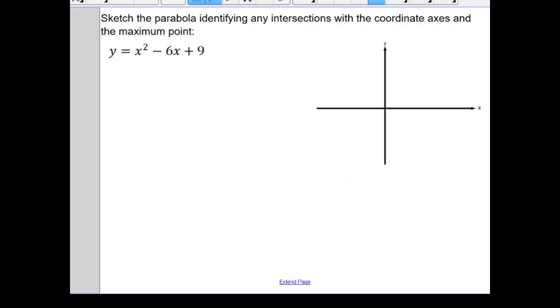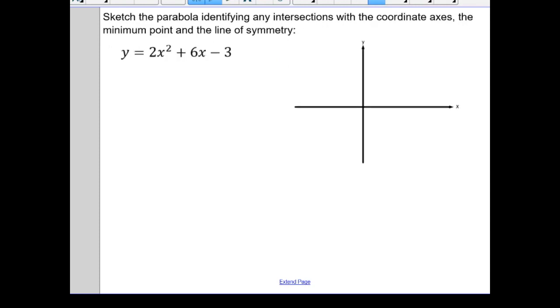Right, you can use the same process now to sketch the next two. X squared minus 6x plus 9, 2x squared plus 6x minus 3. Just be careful with completing the square on that one. And then have a go at question 1 and exercise 2f.